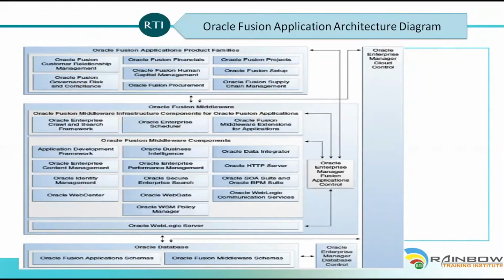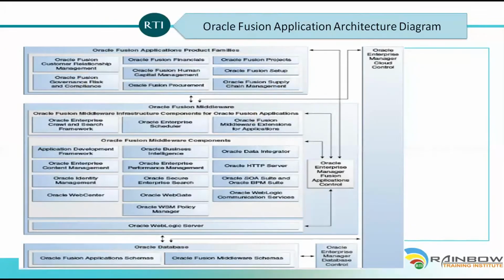After the product family, in EBS, what happened? We have the application and the database. Only two layers of structure, application and database. But coming to the Fusion application, you can see the application, the middleware, and after that the database. Here we have three levels of structure.